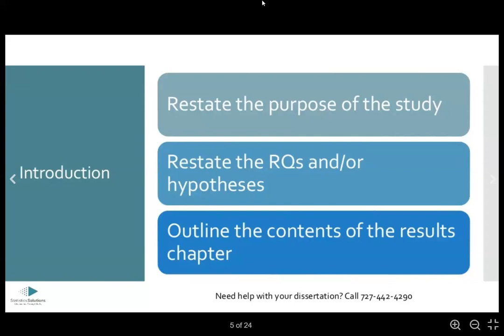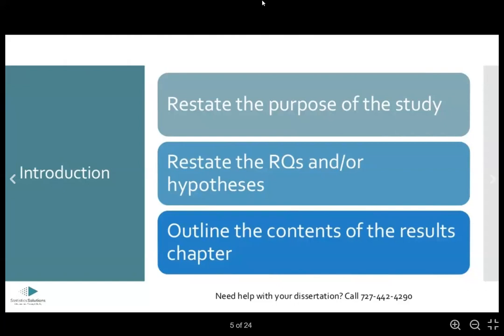Don't change the words around too much, because each of the words will really have implications for what the purpose of the study is. So try to make sure that you're being consistent throughout. Same thing with the research questions. Here you'll want to remind the reader what your research questions are and any hypotheses that you are testing for this study.